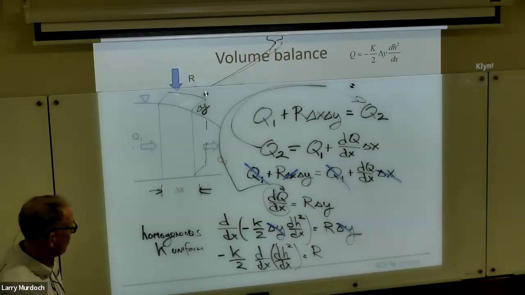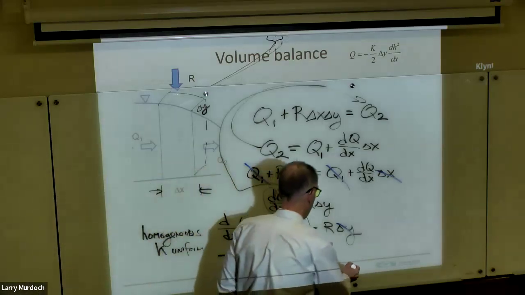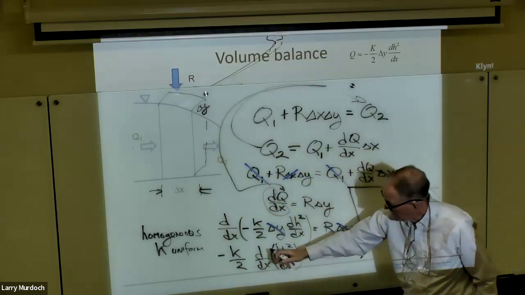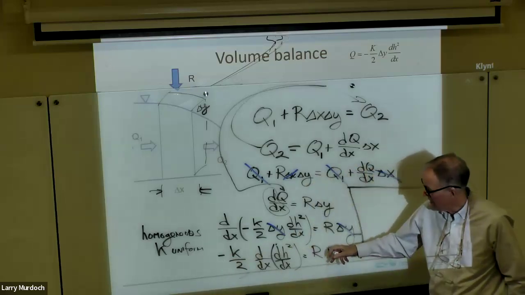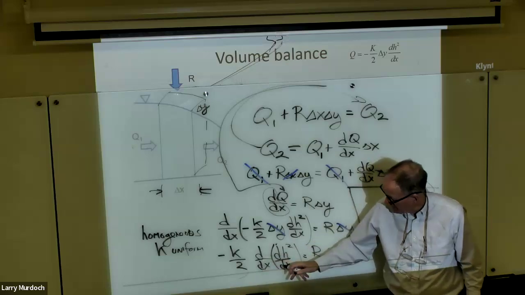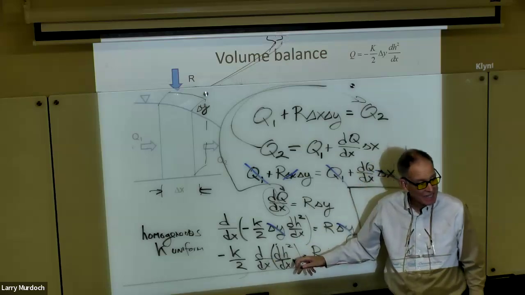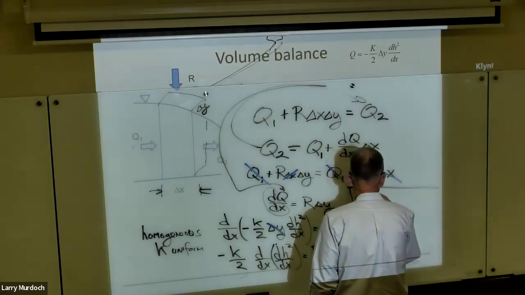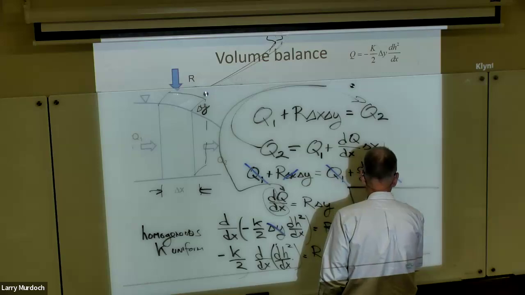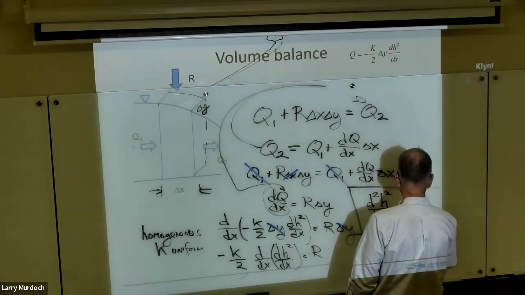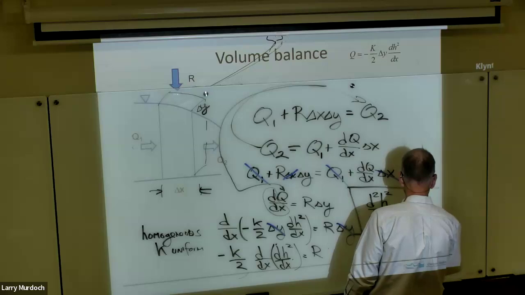Okay, and then one more step. I'm going to take this stuff, bring it over here, and then this says take the derivative of that. That's the second derivative. So we get the second derivative of h squared is equal to minus 2r.